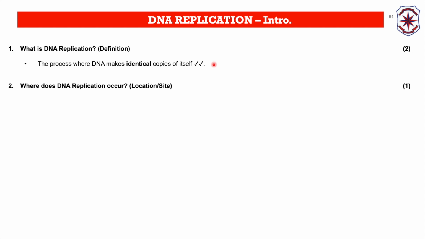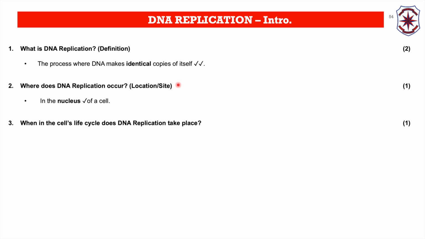The second question, where does DNA replication occur? Now, in lesson 1, in that video, we said that DNA is found in 3 places: the nucleus, the mitochondria, and in plant cells it is also found in the chloroplasts, if you can still remember. Now, most of our DNA is found in the nucleus. Therefore, here we will be describing DNA replication as it occurs in the nucleus. So the answer to this question would be DNA replication takes place in the nucleus of a cell.